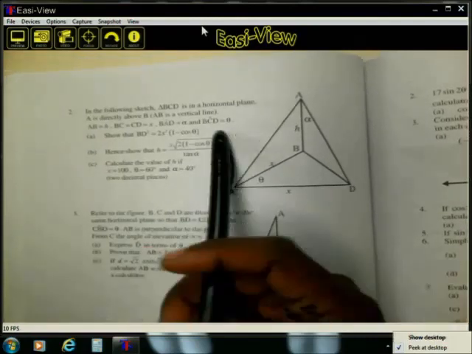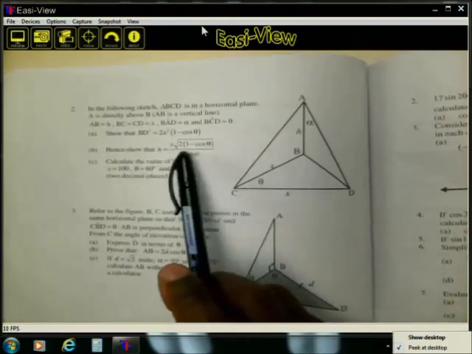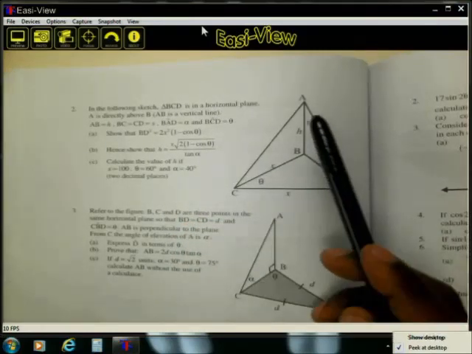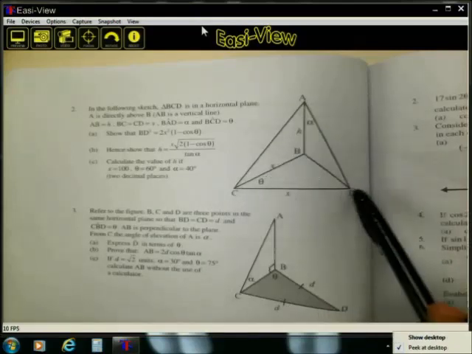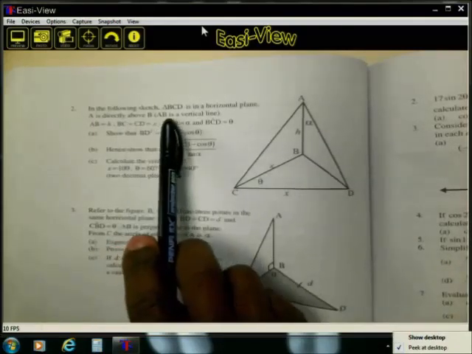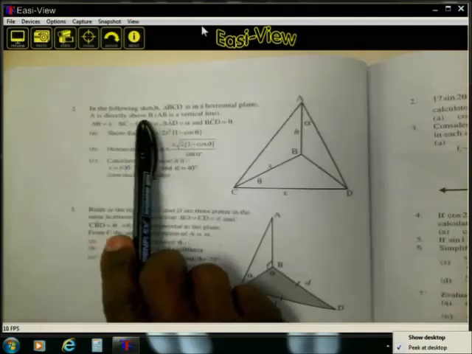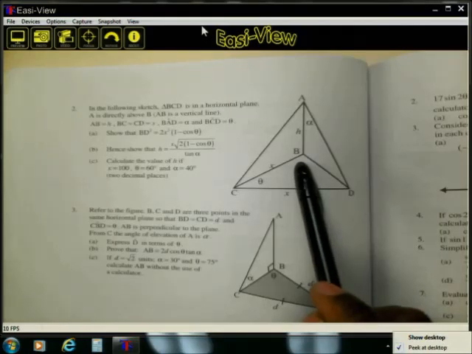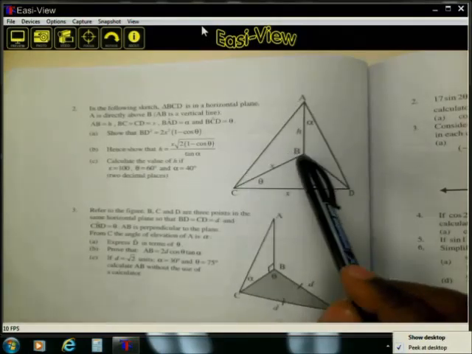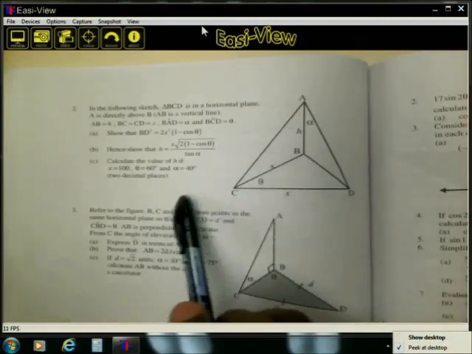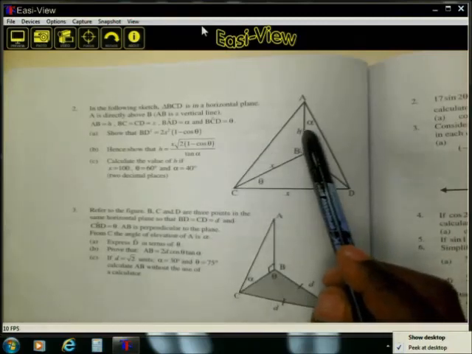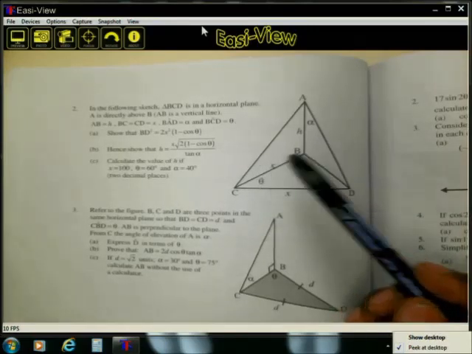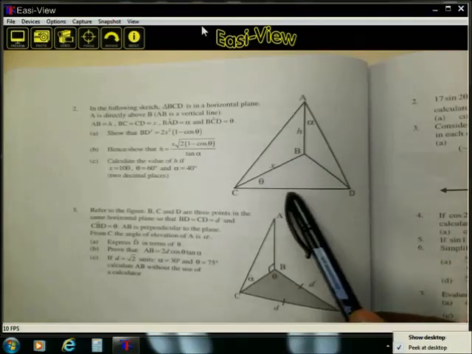In the following sketch, ABCD is in a horizontal plane. ABCD is such that A is directly above B. AB is a vertical line. AB equals H. BC equals X. CD also equals X.